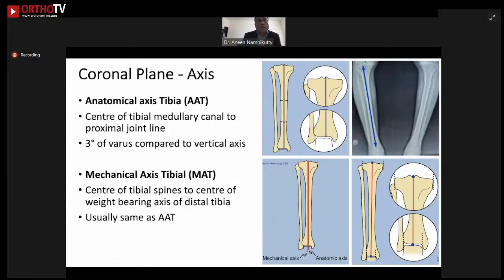Coming to a few anatomical lines, the coronal axis, the anatomical axis of the tibia is the center of the tibial medullary canal to the proximal joint. It is around 3 degrees of varus compared to the vertical axis, as you all know. The mechanical axis of the tibia is from the center of the tibial spines to the center of the weight bearing of the distal tibia. It's usually the same as the anatomical axis, but just a little lateral to that.